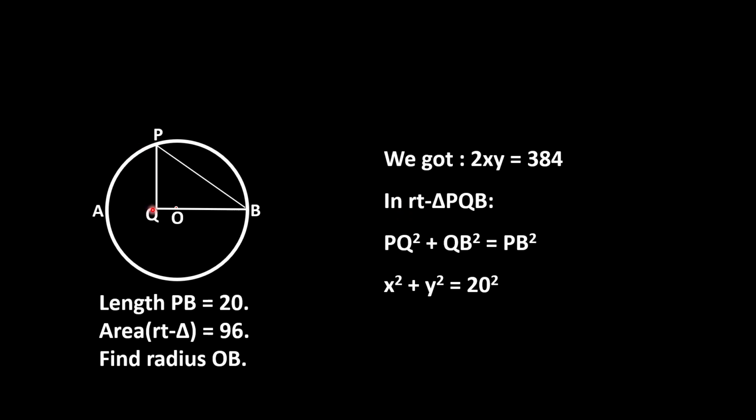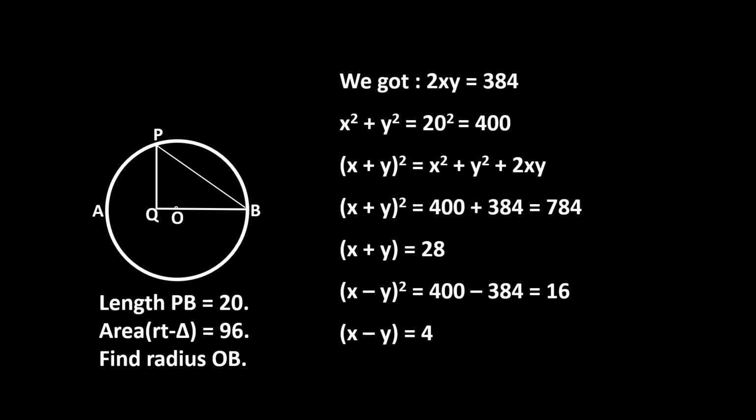Now in the right angle triangle PQB, using Pythagoras theorem, PQ square plus QB square equal to PB square. That is X square plus Y square is 20 square. QB is X, PQ is Y and PB is 20, given. So X square plus Y square equal to 400, and 2XY equal to 384.